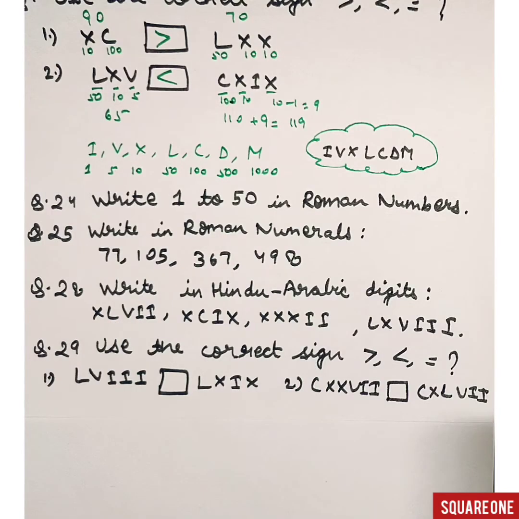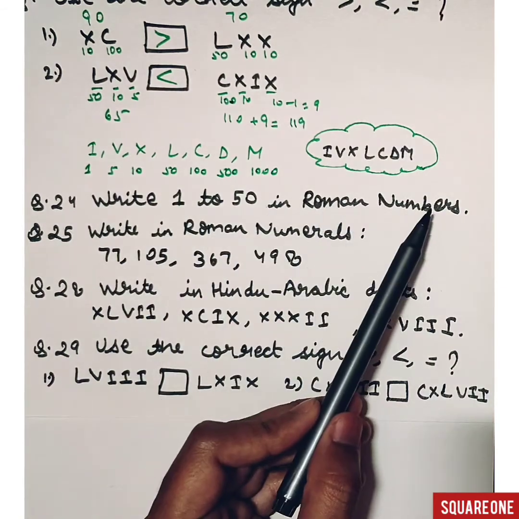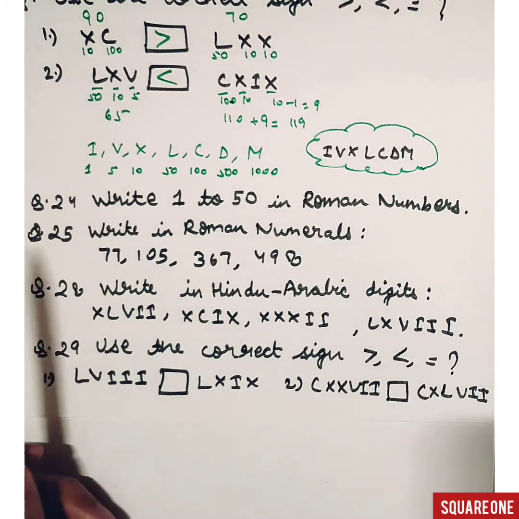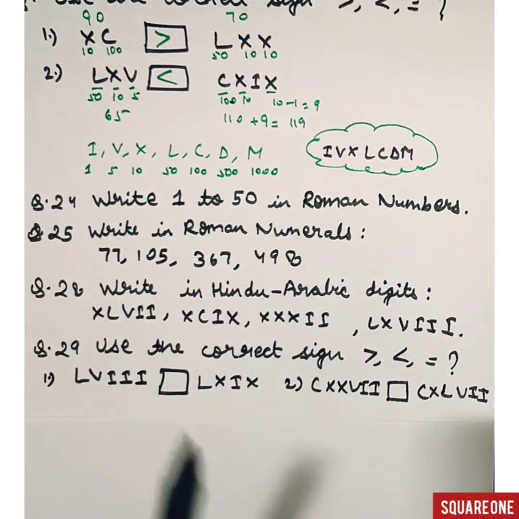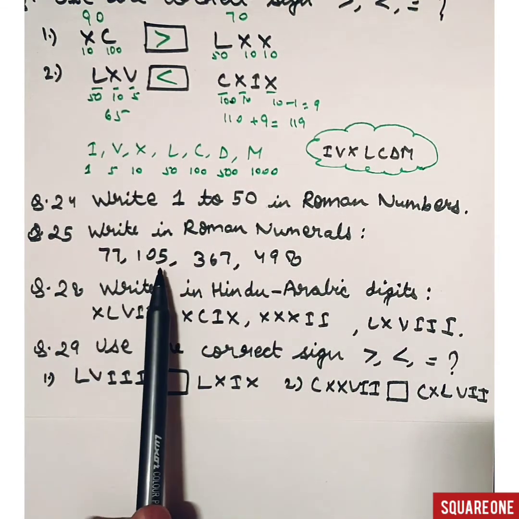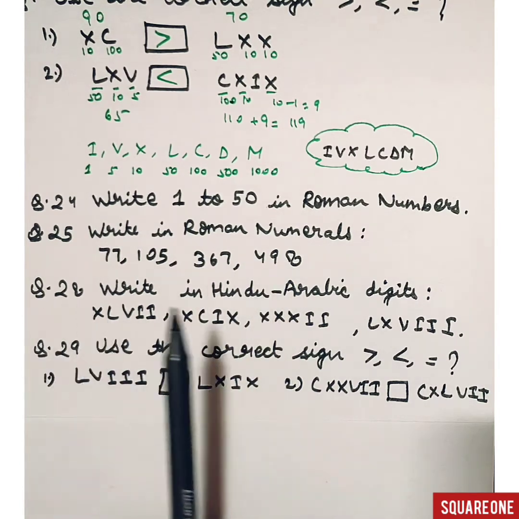Okay, these are the questions for practice. Write 1 to 50 in Roman numbers. I have written 1 to 20 in the previous video. Check your answers there, and once you are able to write up to 20, write numbers from 21 to 50. Write in Roman numerals 77, 105, 367 and 498. Then write in Hindu Arabic digits.